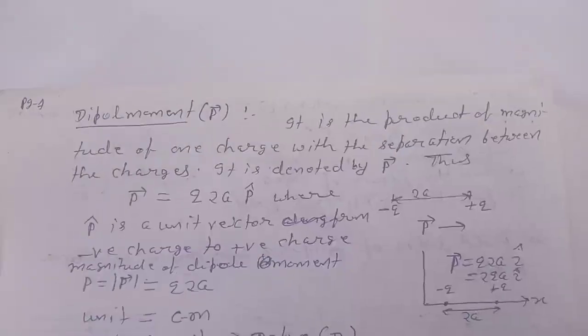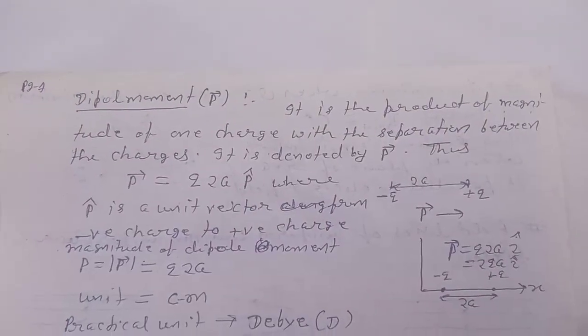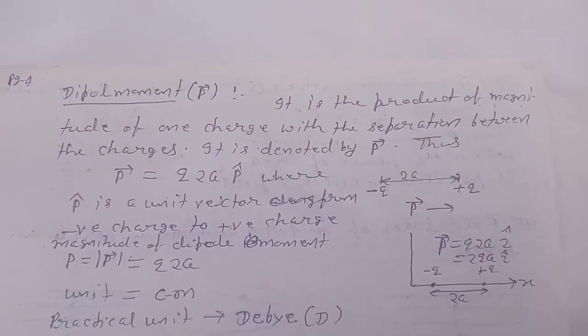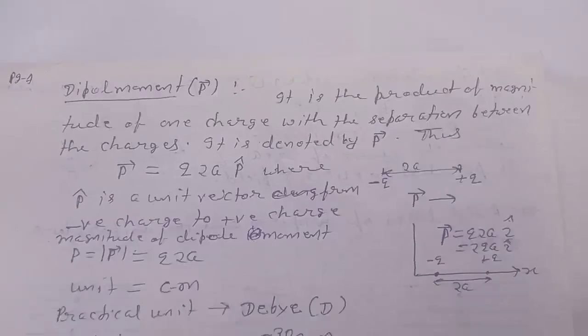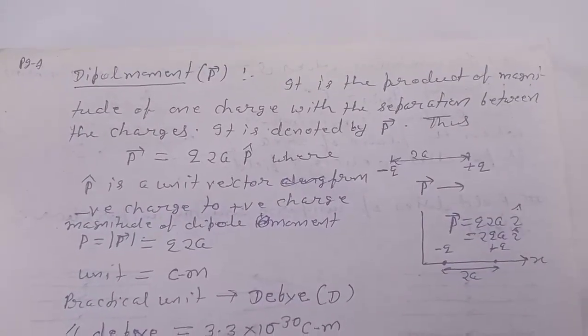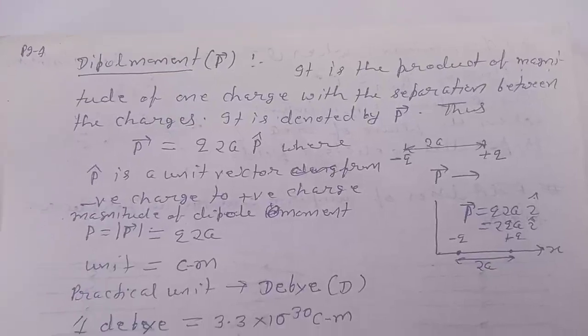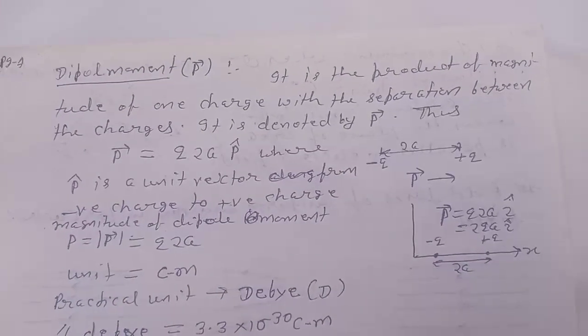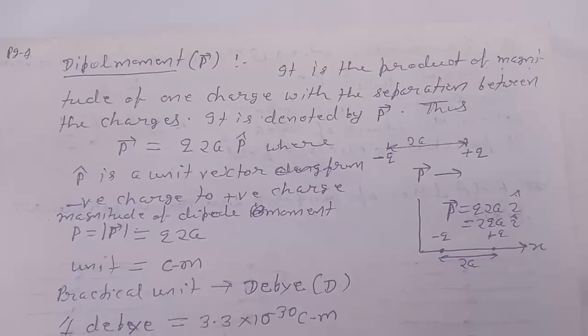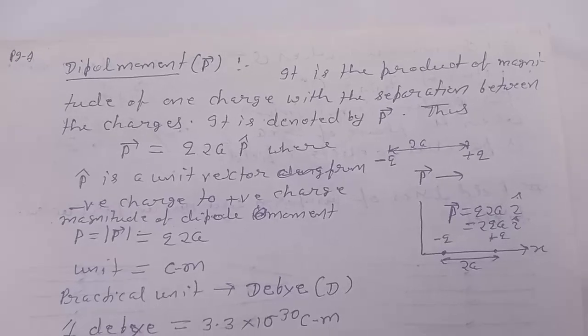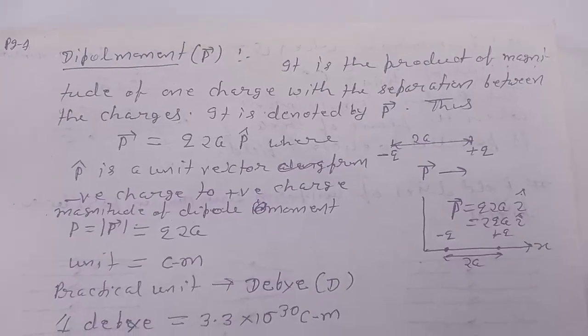Now, dipole moment P vector. It is the product of magnitude of one charge with the separation between the charges. It is denoted by P vector. Thus P vector equals Q into 2A into P cap, where P cap is a unit vector from negative charge to the positive charge.